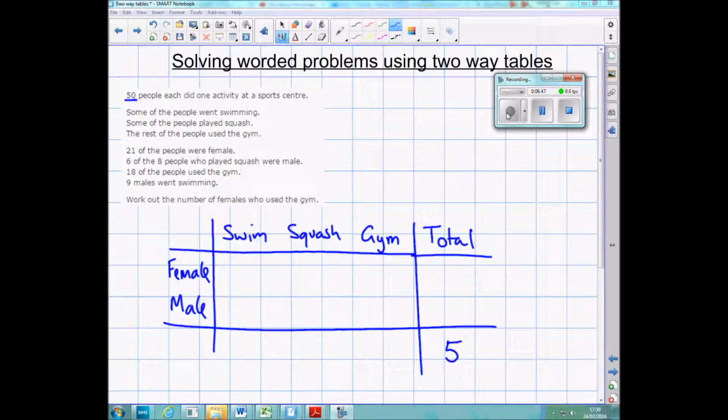Well, that is the grand total down the bottom here. Okay. The next bit of data actually comes down here. 21 of the people were female. Well, that's the total of the female group.